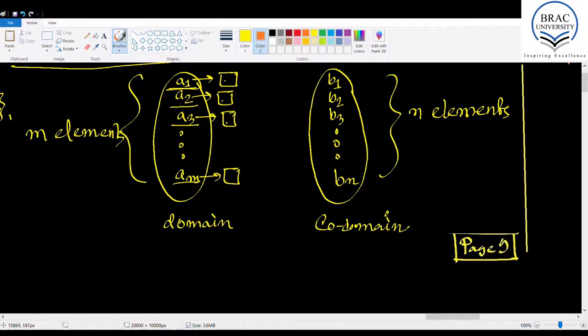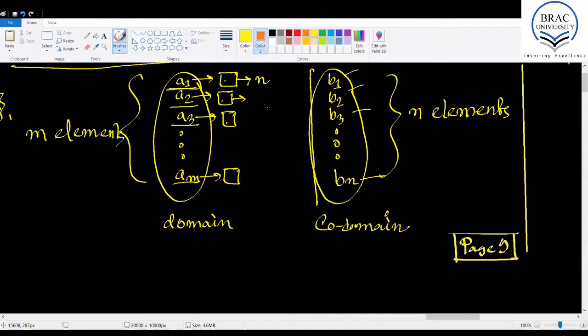It's simple: there are a total of n elements, so any of these n elements can be an image of a1. So for the first box there are a total of n possible images, or n possible options, and the second box refers to the image of a2. Will the number of images vary here?